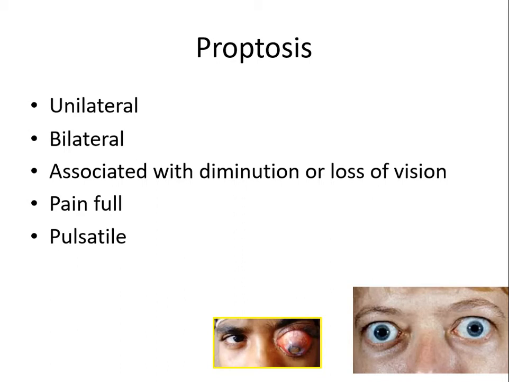The fall of vision occurs after proptosis. So first, the patient will develop proptosis and then there is fall of vision. The most common cause is meningioma. So proptosis will occur, and when the meningeal tumor exerts pressure on the optic nerve, only then will the patient experience loss or diminution of vision.